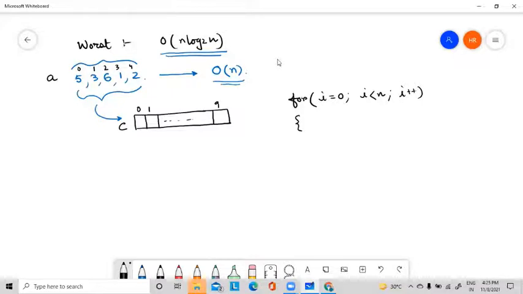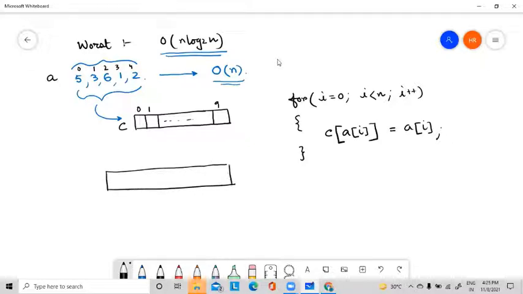And if I write it like this, just see the writing: C of A of I equal to A of I. If I write it like this, then what happened? So this is my C. C is like this, of 10 elements, correct? I have already told you that the size of C is fixed. From 0, 1, 2, 3, 4, 5, 6, 7, 8, 9. This is C, and this is my A.